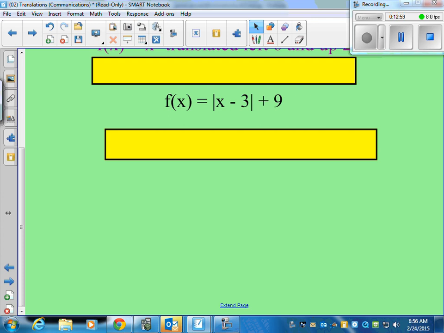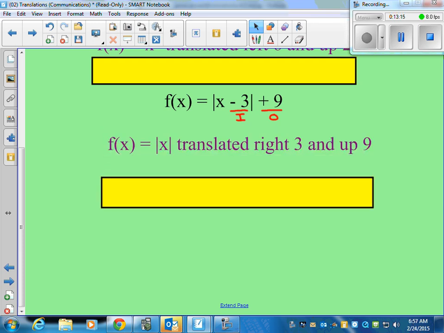Okay, one additional operation that we have here. Okay, we've got a -3 on the inside of the parent, +9 is on the outside. Okay, think about the classification for those. And then the answer, the absolute value has been moved right 3 and up 9.